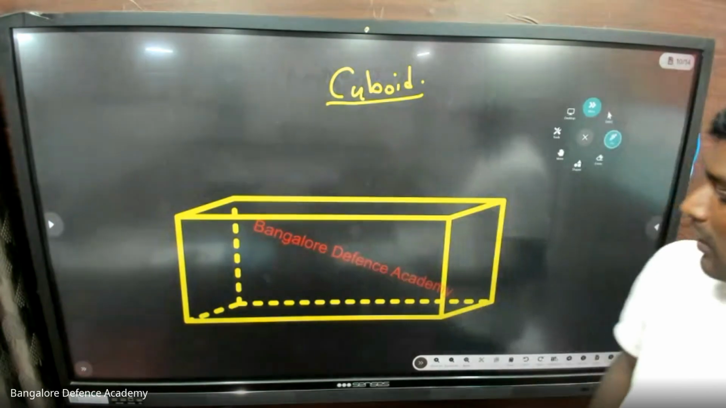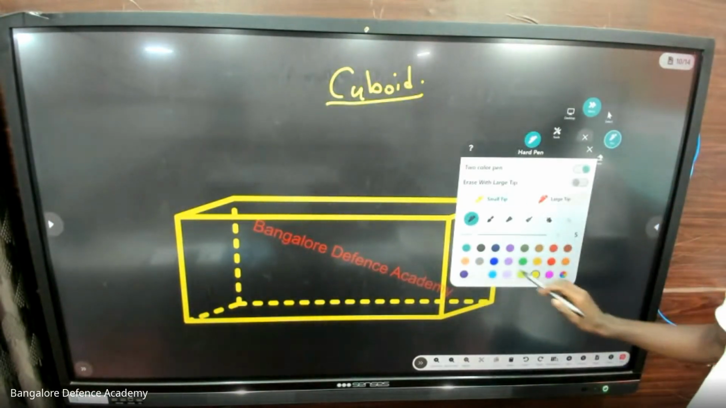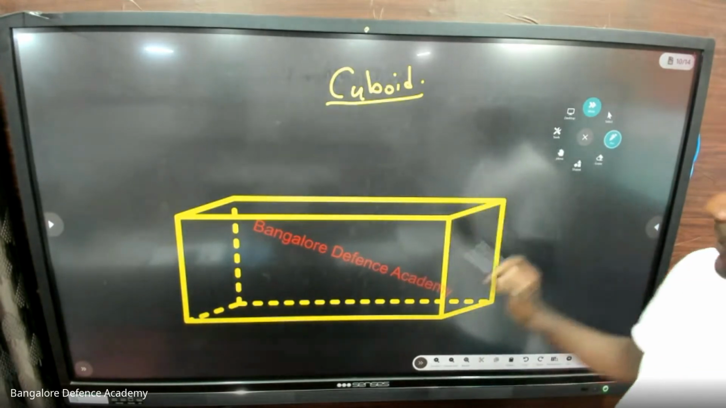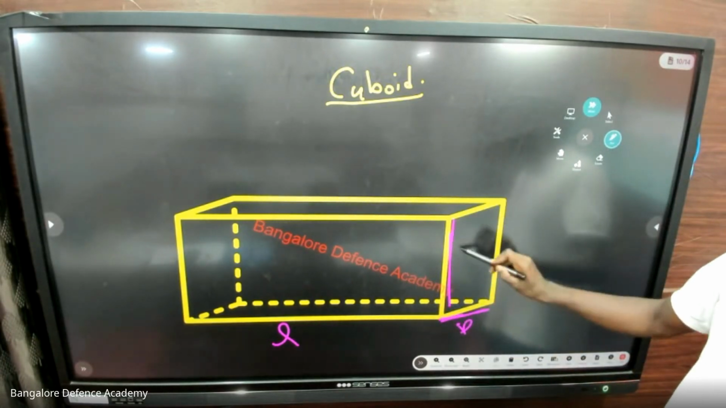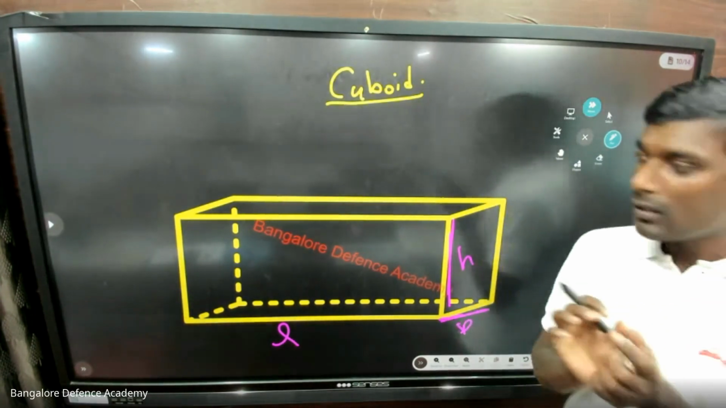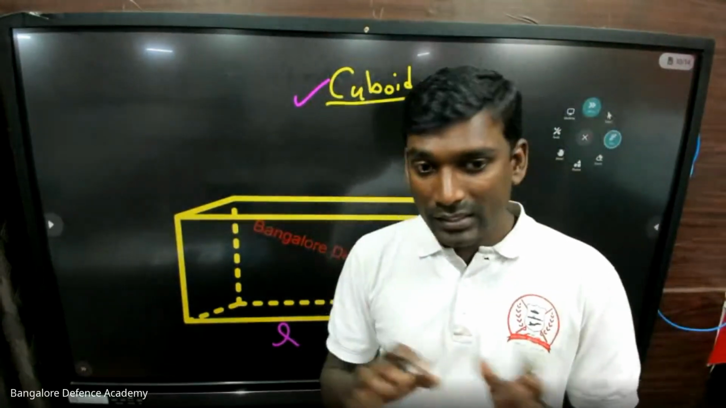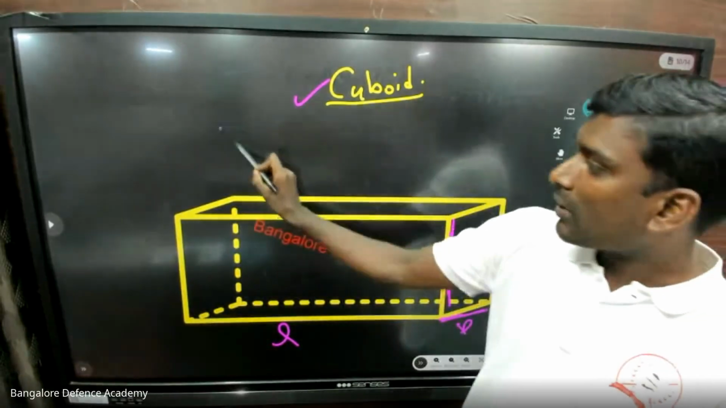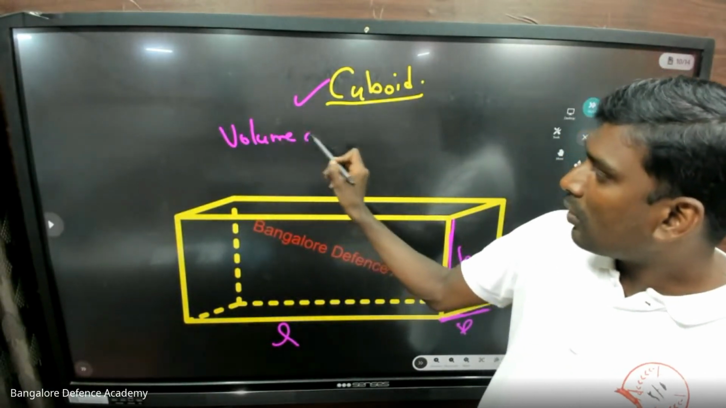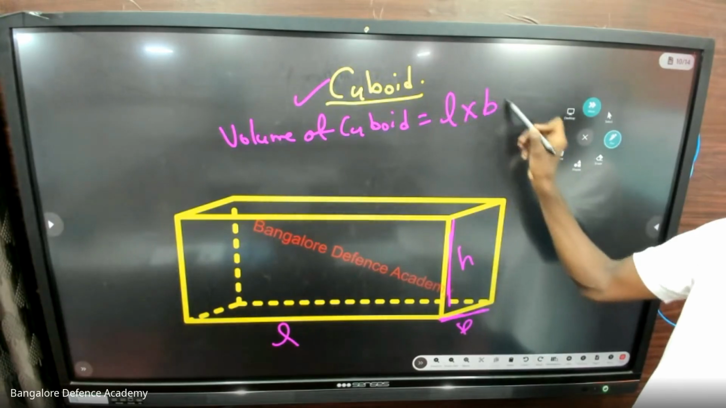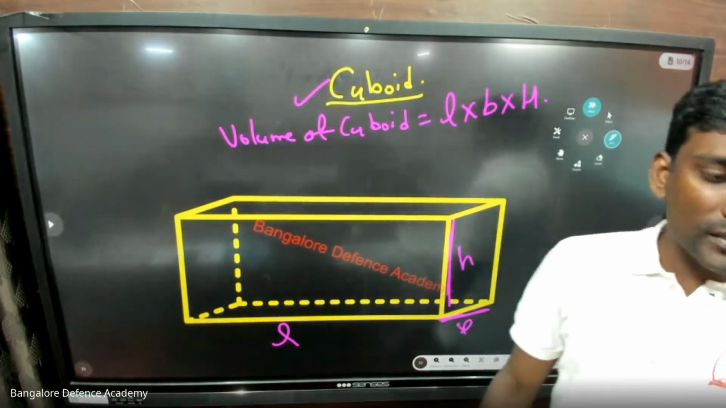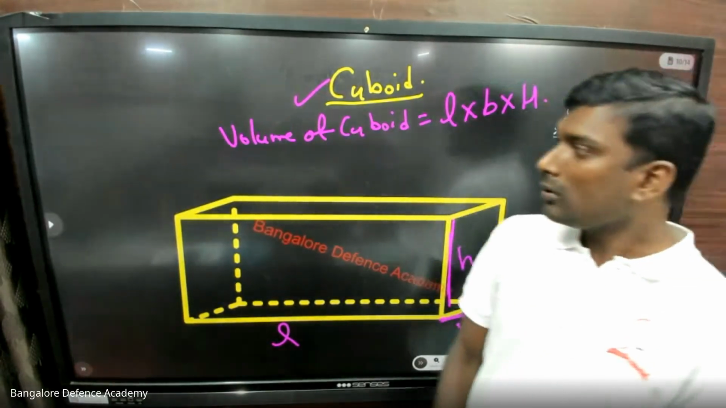Okay, eyes on the screen here, everyone. Now here, this is length. This side is breadth, and this top side is height. Length, breadth, and height. Have you seen a matchbox? If you have, the cuboid is in that shape. It is in a matchbox shape. So we have cuboid. Write down the formula. Volume of cuboid is equal to length into breadth into height.